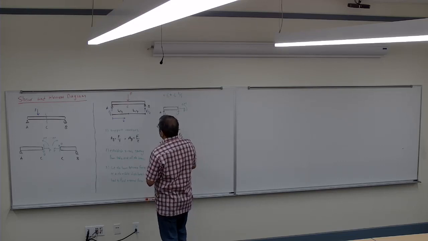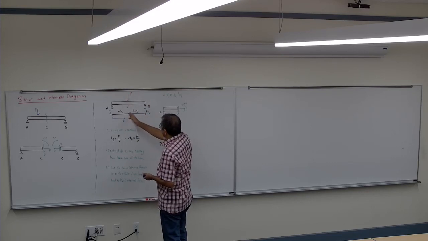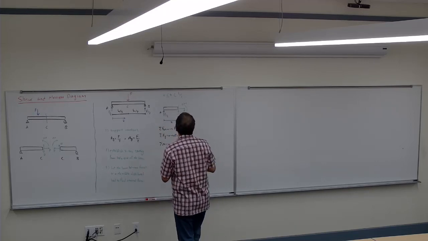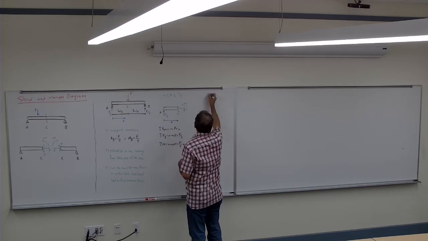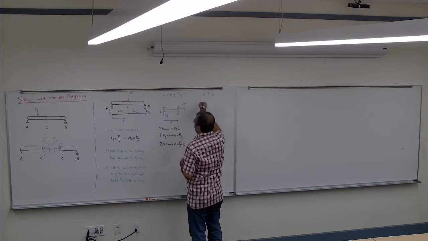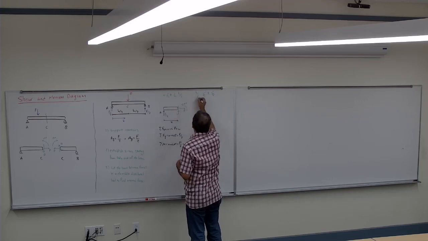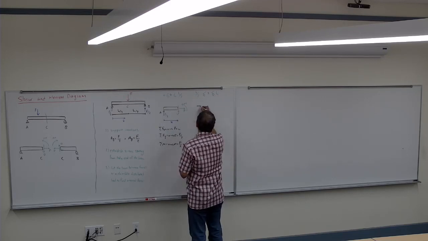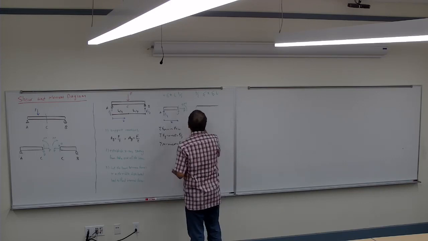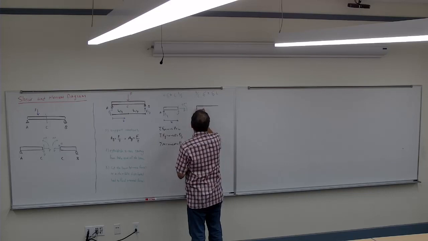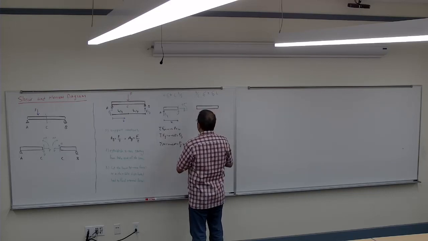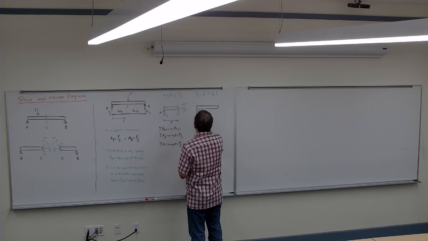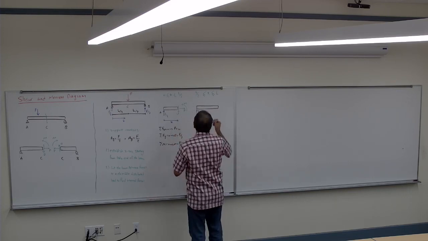Then the next part is that I have to cut it between C and B. So x is going to be between half of L and L. If I cut it between there, I have half of F here, and I have the F right in the center.